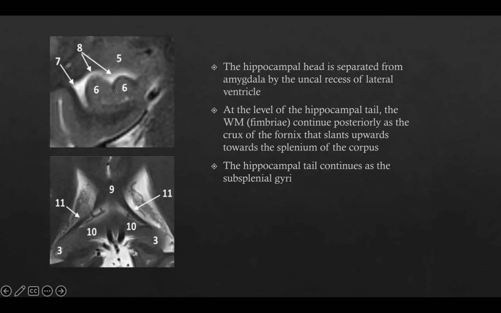So this is at the head, and at the tail, it's continuous with a structure we call the fornix. At the posterior aspect, we call it the crus of the fornix. This crus of the fornix curls around the splenium of the corpus callosum and goes anteriorly as the columns of the fornix, and it ends anteriorly at the mammillary bodies. Posteriorly, the hippocampal tail also ends as the subsplenial gyri.